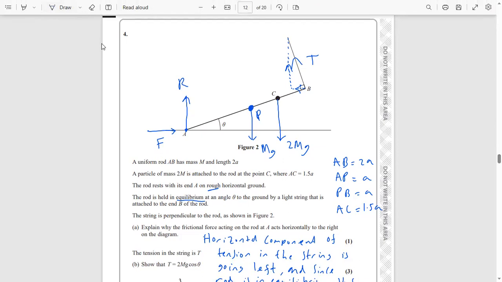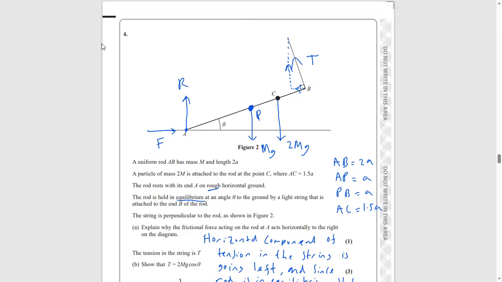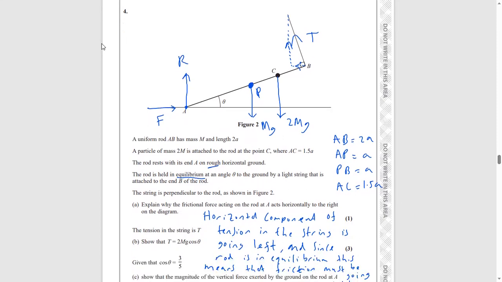So the special thing about taking moments is that it actually eliminates unknown forces, because we can take moments about a point on the rod where we have unknown forces. So the idea with this kind of question, where we have an unknown friction and an unknown reaction force at a point, is we can take moments about that point, because then we don't have to worry about these unknown forces F and R. So that's what we're going to do with this question.